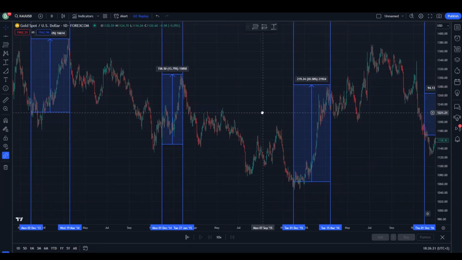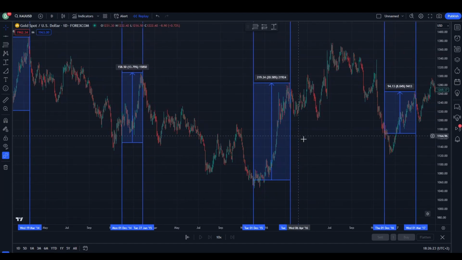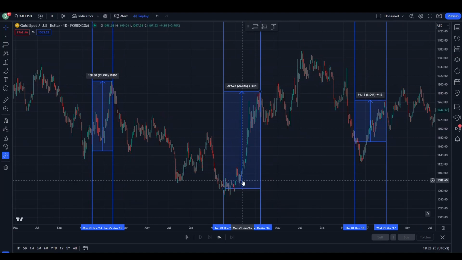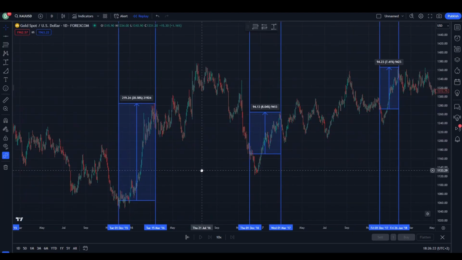Then we go to one of the largest increases, 2015 to 2016, an increase of $220, which was over 20%. After that, we're getting one of the smaller ones, $94 of an increase between the beginning of December 2016 and March 2017. You can notice that over here the price actually dropped lower before reversing to the upside.